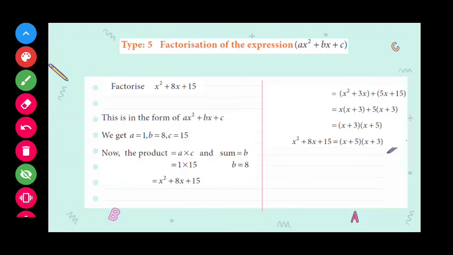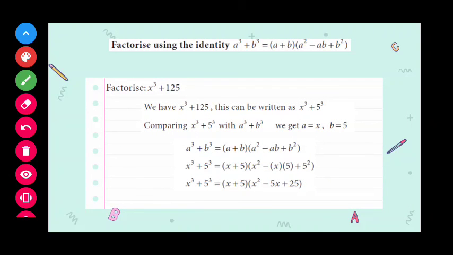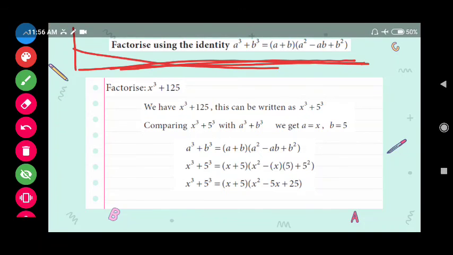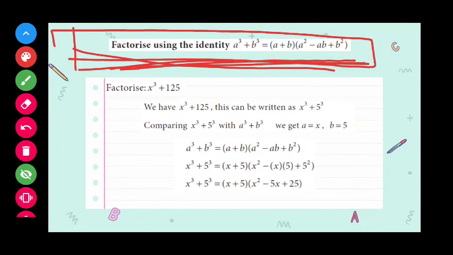Okay, let's get into the next type. Factorize using the identity a cube plus b cube is equal to a plus b into a square minus ab plus b square. This is a new identity that you haven't learned anywhere so far, so you have to just memorize it. A cube plus b cube equals a plus b into a square minus ab plus b square.